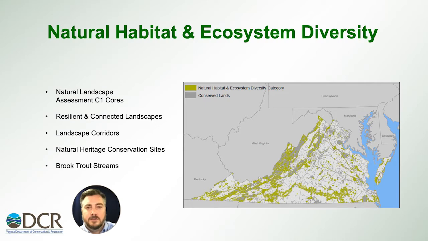Natural heritage conservation sites are specific areas of the landscape known to contain Virginia's rarest aquatic and terrestrial natural communities and plant and animal species. This dataset includes cave and karst habitats, terrestrial sites, and aquatic systems, and only the top-ranked sites have been included.